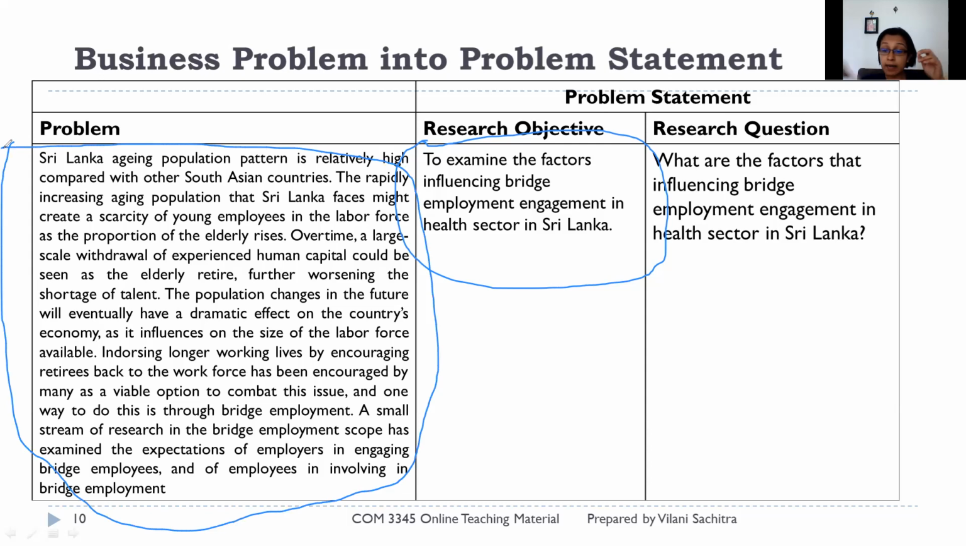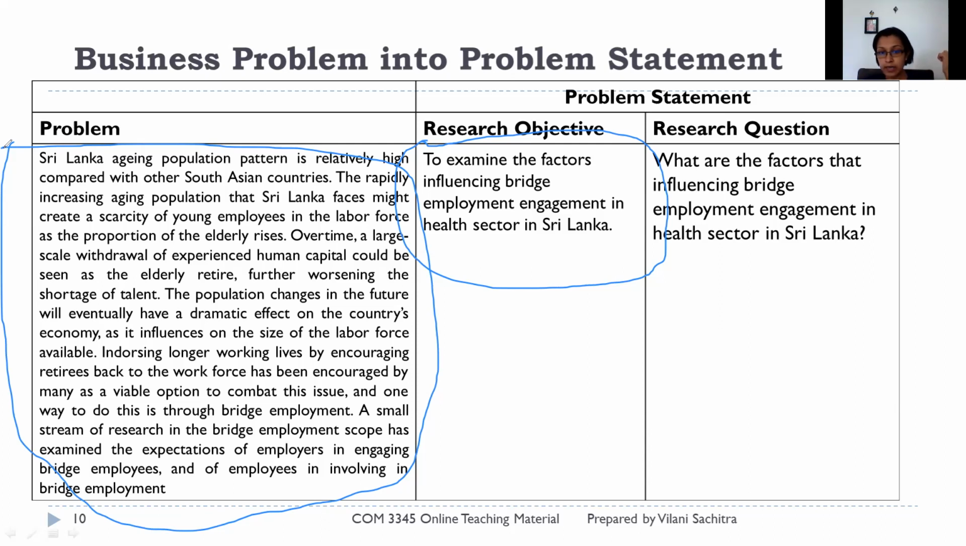It emphasizes the aging population in Sri Lanka, and it implies what the consequences of having an aging population are, as well as giving some hint that some other countries and some other industries are using this aged population back in the workforce. We call it bridge employment. Now here we try to find out what factors influence health employees to engage in bridge employment.